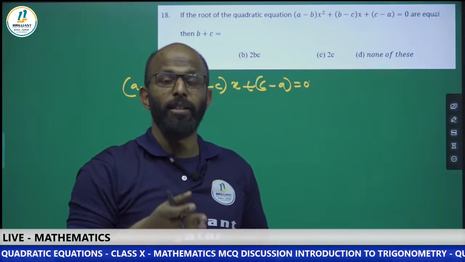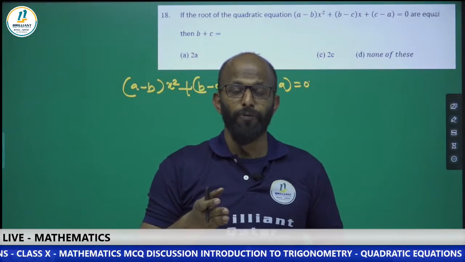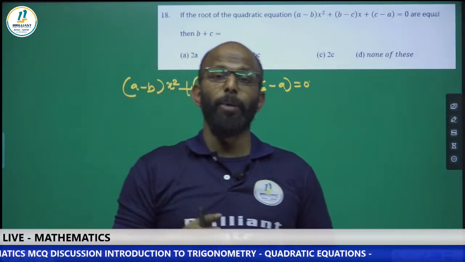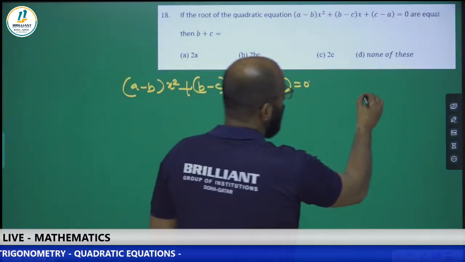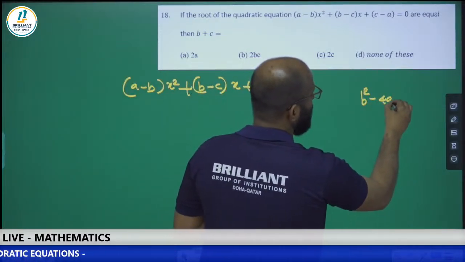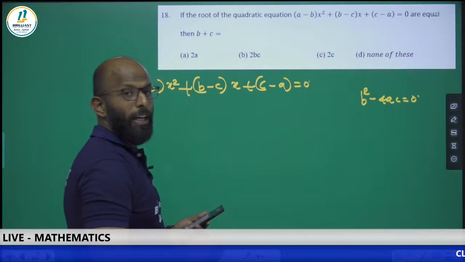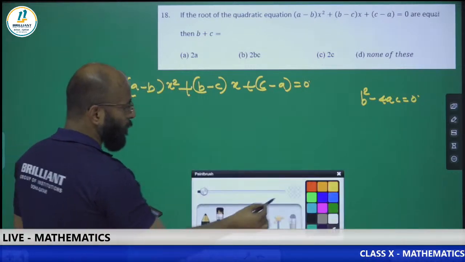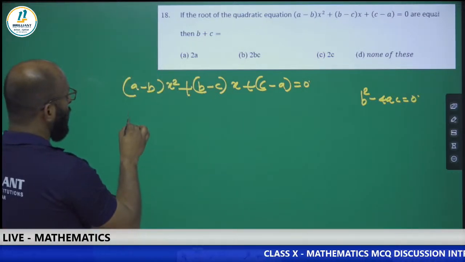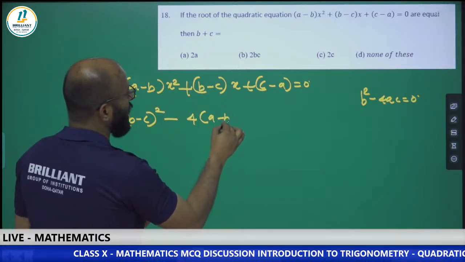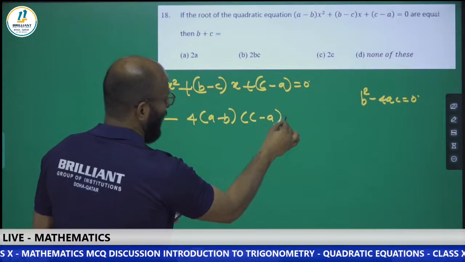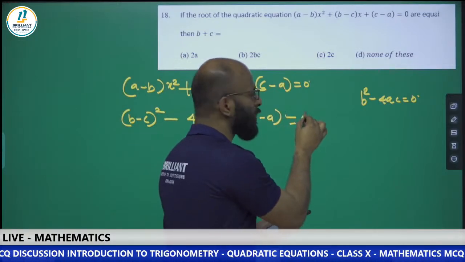I think we already discussed, in a quadratic equation, if the roots are equal, then the discriminant b square minus 4ac value is equal to 0. So we can find the discriminant of this quadratic equation, which is equal to b minus c whole square minus 4 into a minus b into c minus a. That is equal to 0.